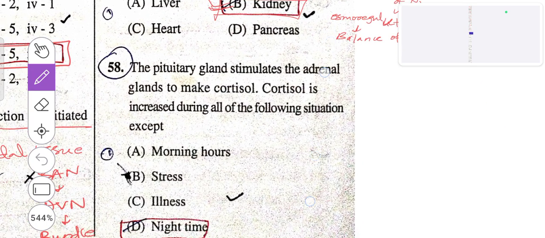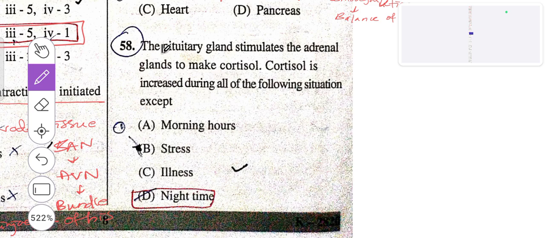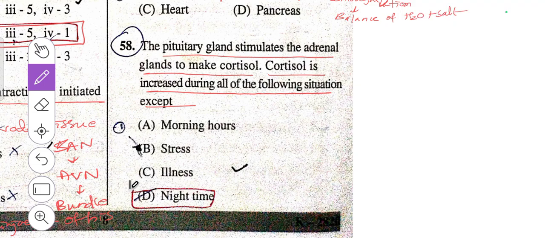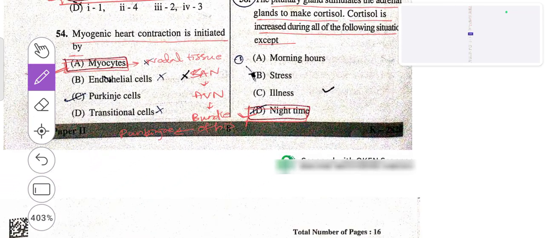Then the 58th question. The pituitary gland stimulates the adrenal gland to make cortisol. Cortisol is increased during all of the following situations except. So this cortisol will increase during the daytime, during morning hours, stress, and illness, but at night it will decrease. So D is the right answer.